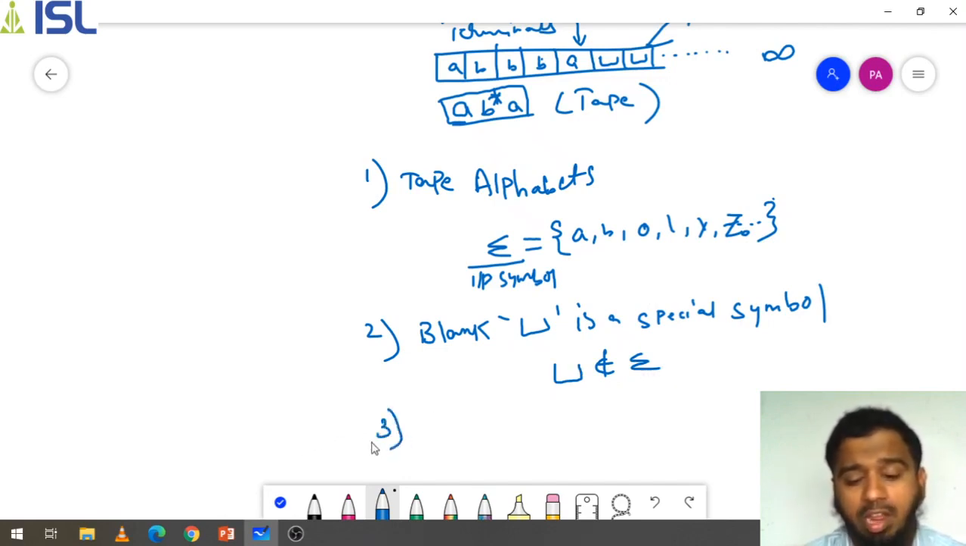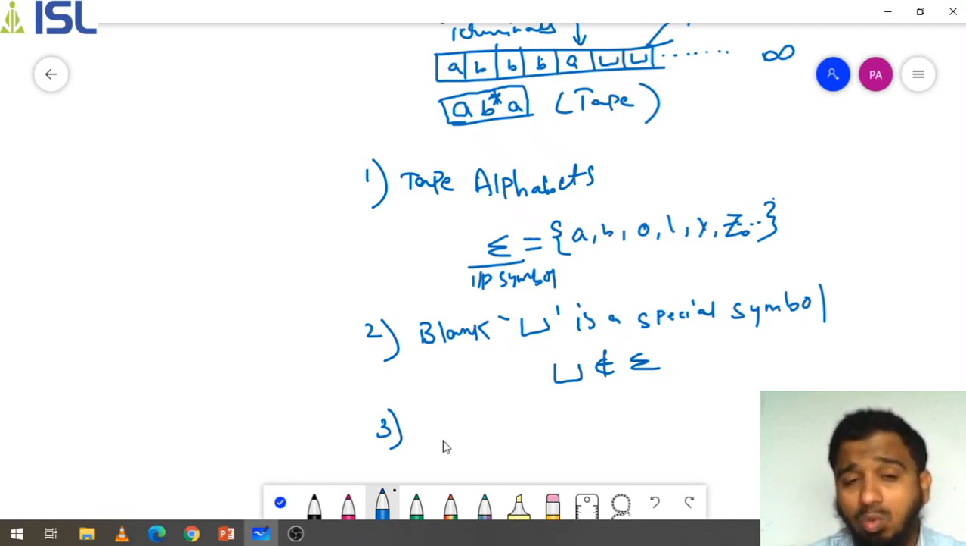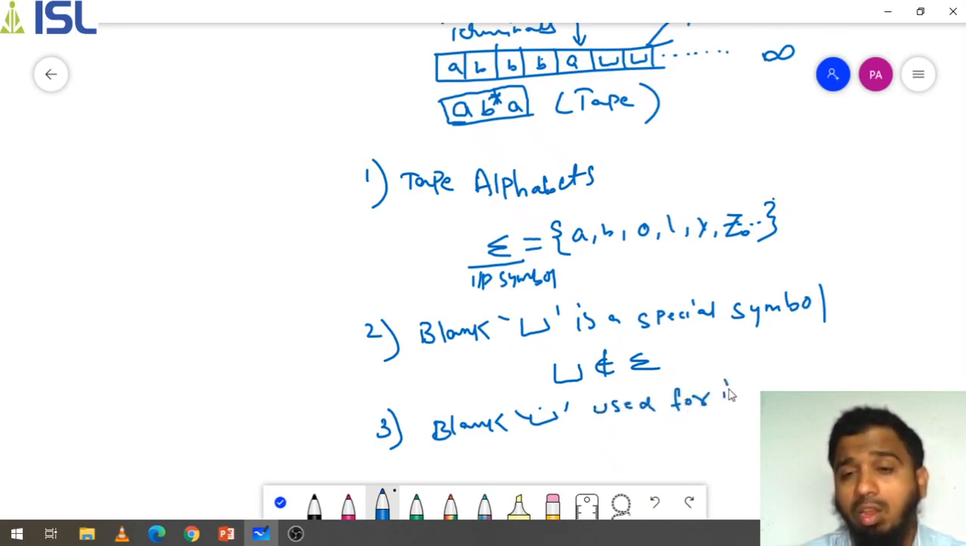Remember this: the blank is a special symbol used to fill the infinite tape. So why are we using the blank symbol? The blank symbol is used for the infinite tape. This is very, very important; you must know about this blank symbol. So once again I will repeat.